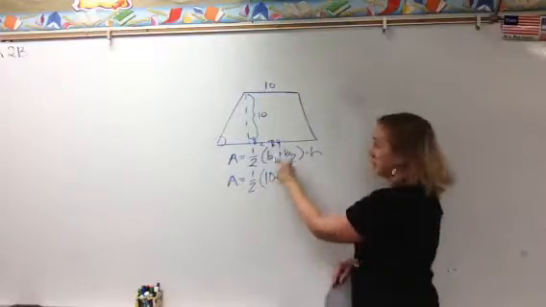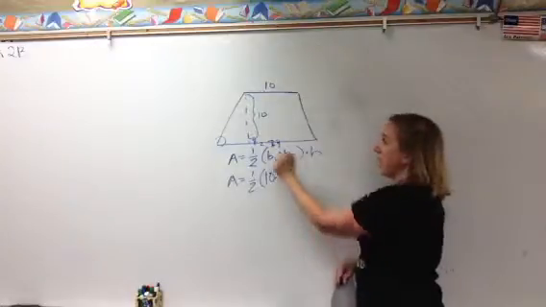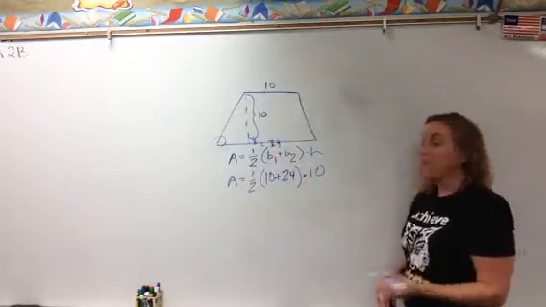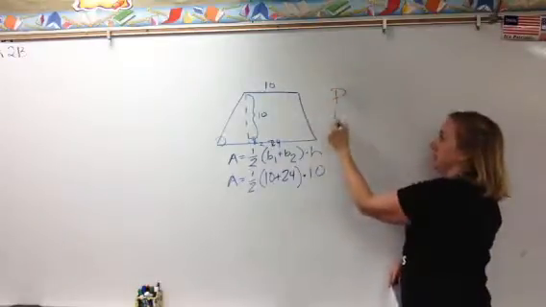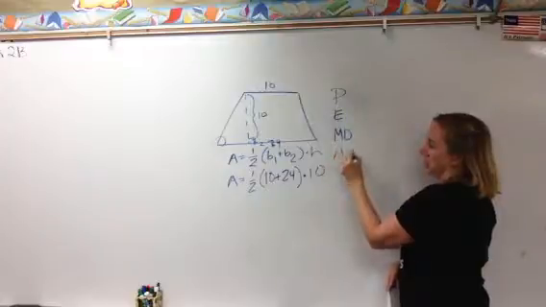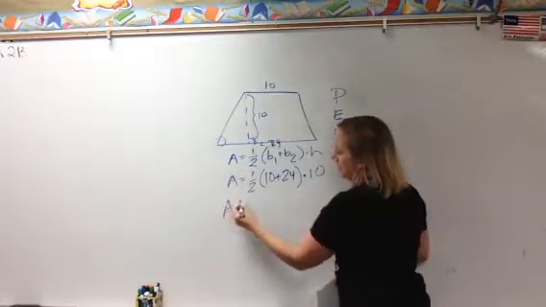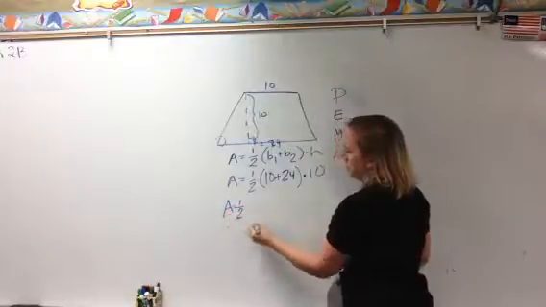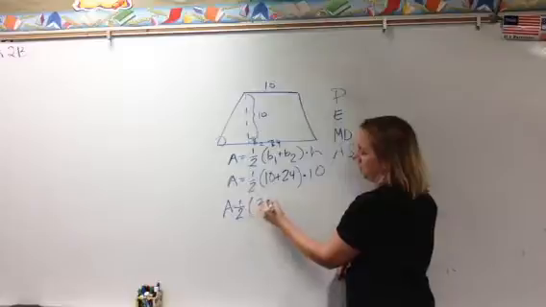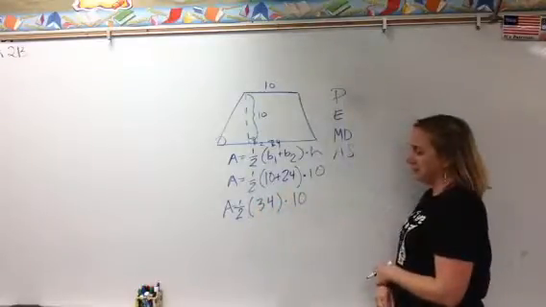plus our second base, which is 24. And now we're going to multiply that by our height, which is 10. Again, we're going to follow PEMDAS: parentheses, exponents, multiplication or division, addition or subtraction. So let's do our parentheses first. Area is going to equal 1/2 times 10 plus 24 is 34. And we're going to bring down our multiplying by 10.